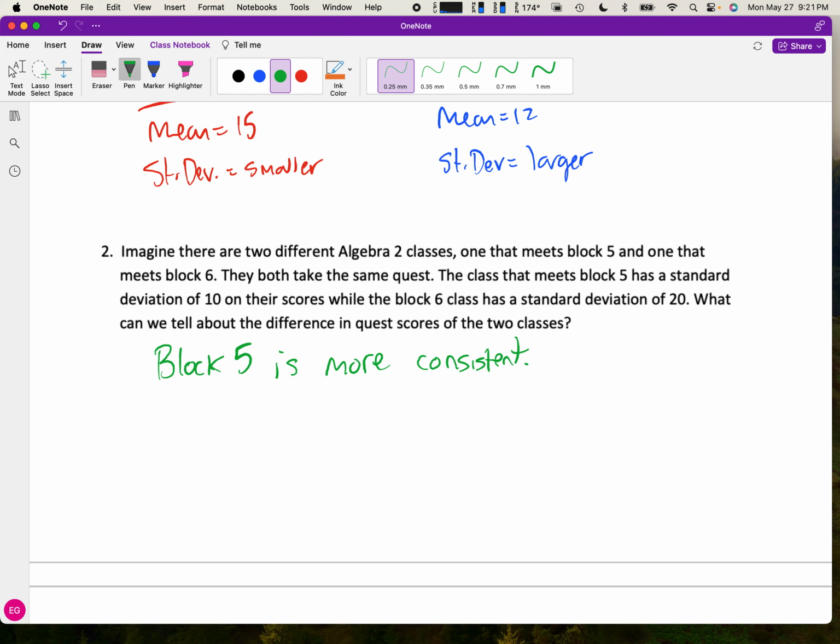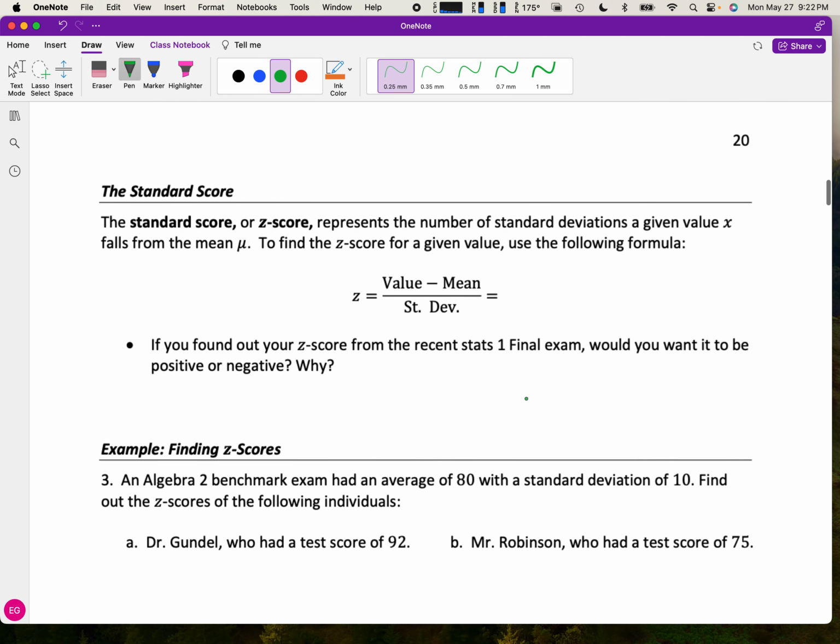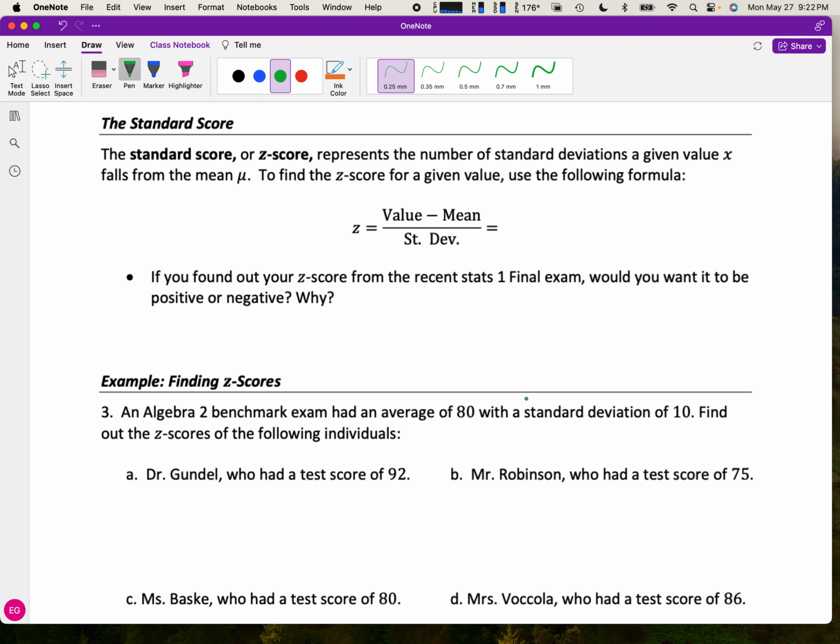Whereas block 6 maybe had a standard deviation of 20, but it was at a mean of 80, and so its scores were roughly between 60 and 100, and so therefore block 6 did better than block 5, but block 5 is just consistently low, whereas block 6 was more inconsistently high. So what we see from this example is that we need a better way to compare 2 data sets, all right? And the way that we're going to do that is with something called a standard score, or the z-score, okay, a standardized score.